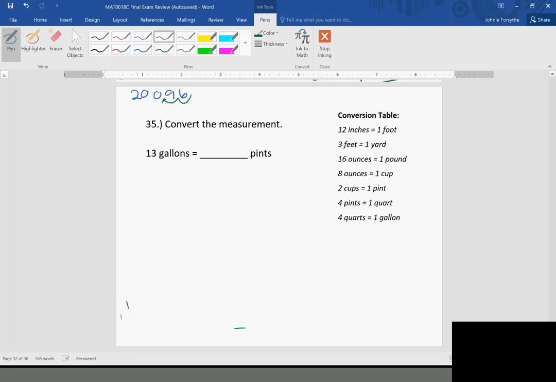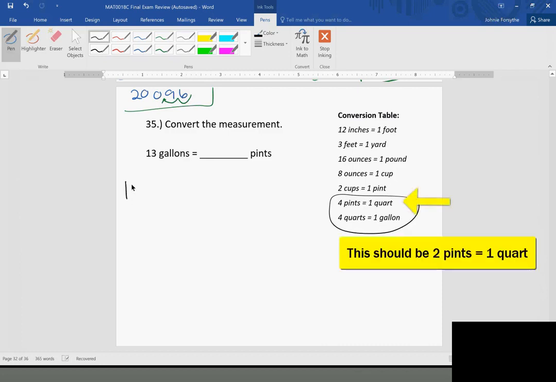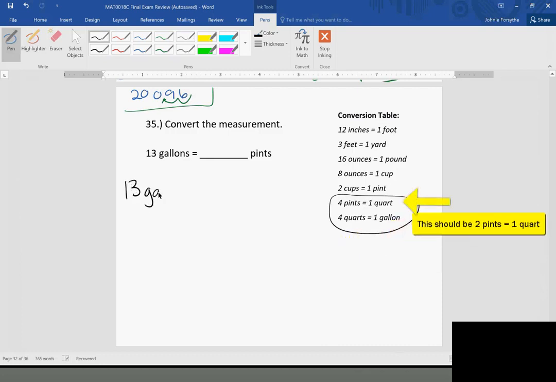And then finally, convert the measurement. So we have 13 gallons. We want to convert that into pints, and you will be provided with a conversion table. So we want to use what we're given to go from gallons to pints. I've got gallons to quarts and then quarts to pints. I'm going to use this information here. So I'm going to start with 13 gallons.